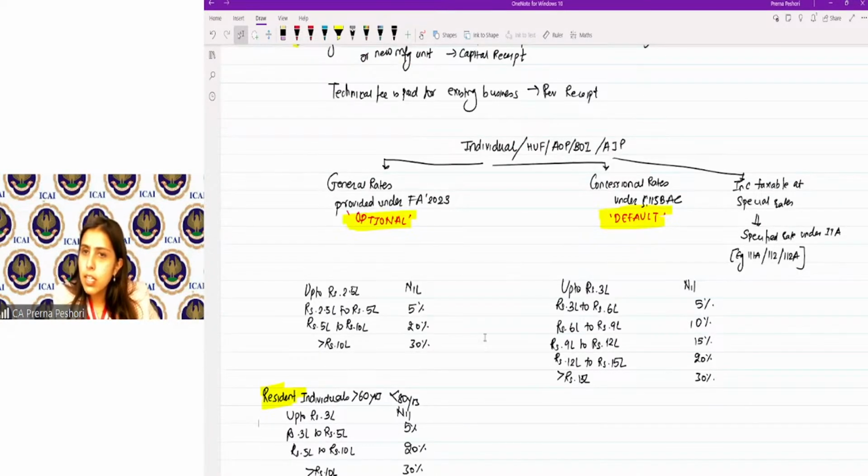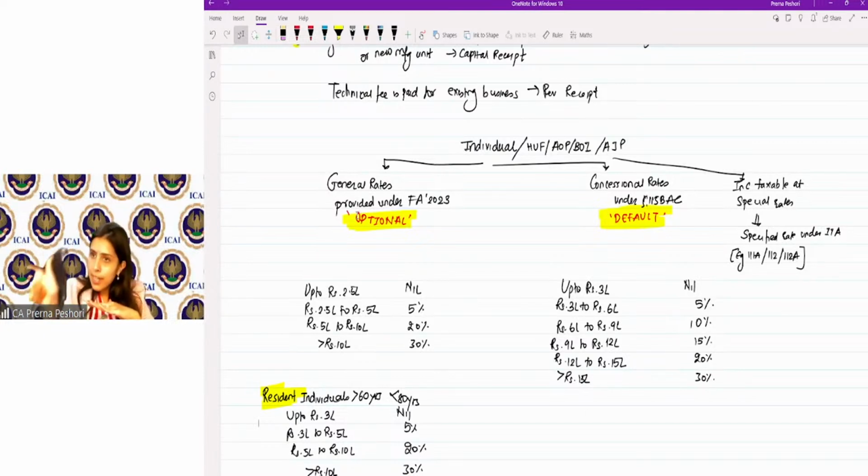Okay. So as I said, under default, you have higher slabs and you have lower tax rates also. If you look at the default regime, which is the concessional rate, up to 3 lakh you have nil, whereas under the general rates, up to 2.5 lakh it is nil. Then 3 lakh to 6 lakh it is 5%, whereas under the old regime or the general rates it is 2.5 to 5 lakh at 5%. So the 1 lakh from 5 lakh to 6 lakh will go under 20%, because from 5 lakh to 10 lakh there is directly 20%. Whereas under the concessional rate, from 6 lakh to 9 lakh it is still 10%.